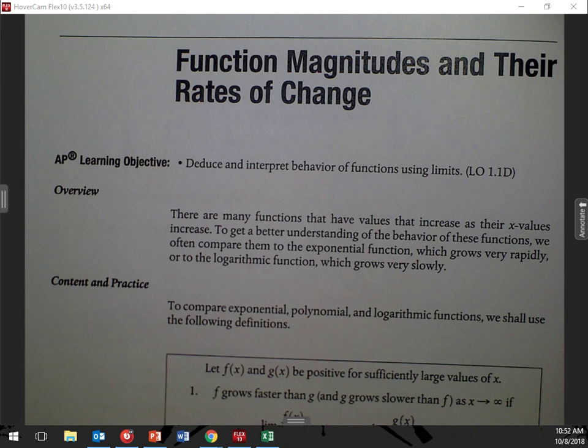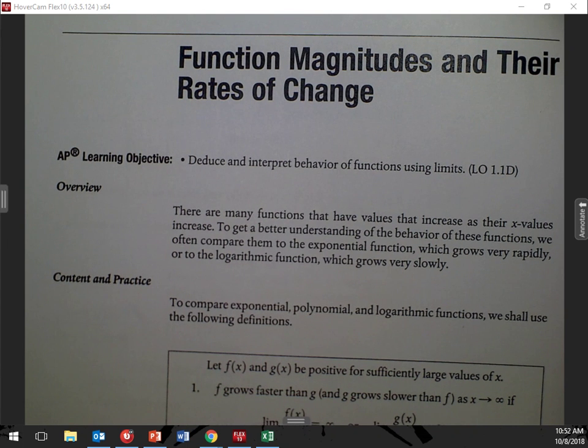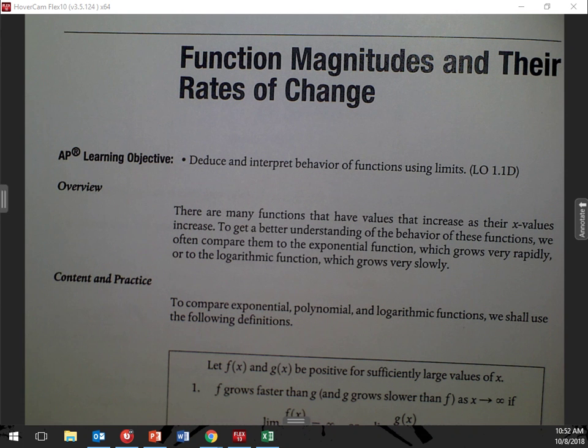Okay, so now let's take a look at function magnitudes and their rates of change. So, function magnitudes and their rates of change.